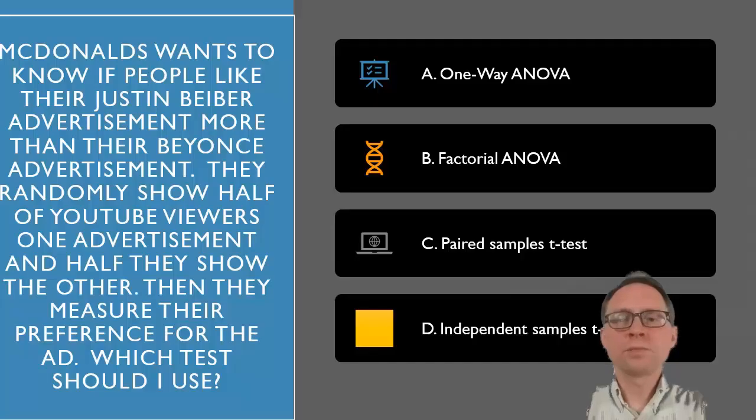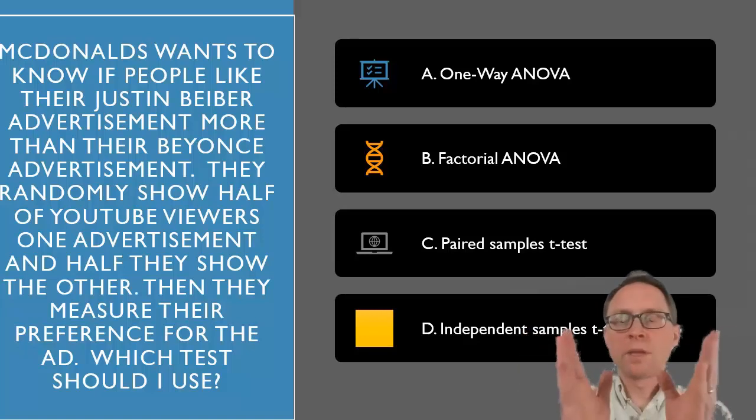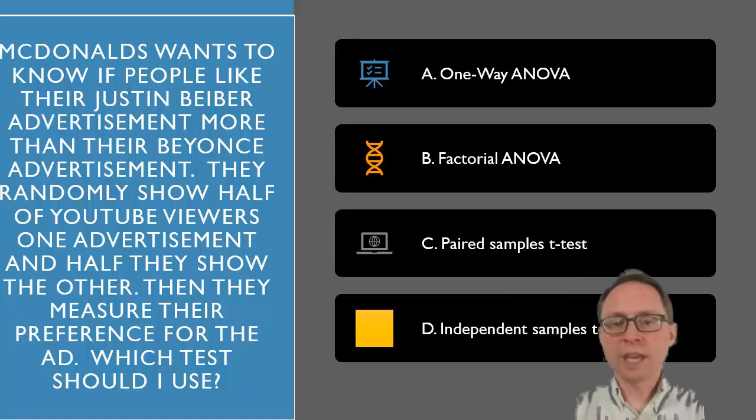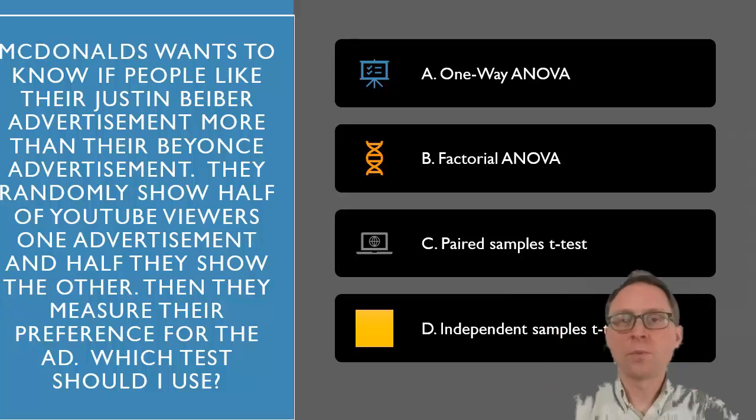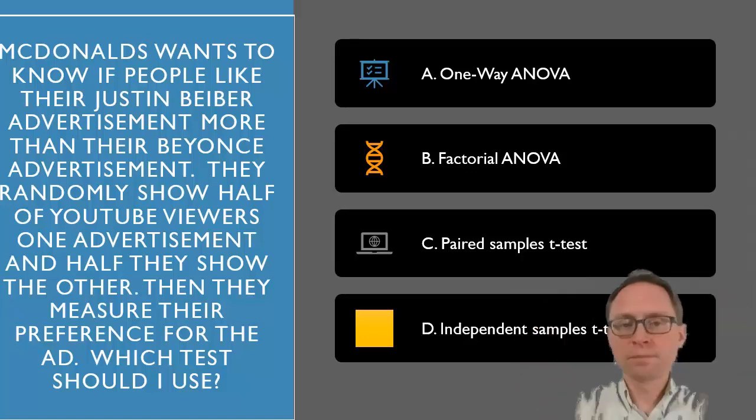McDonald's wants to know if people like their Justin Bieber advertisement more than their Beyonce advertisement. So they randomly show half of the YouTube viewers one advertisement, the other half they show the other. Then they measure the preference for which ad. So I've got a Justin Bieber ad, I've got a Beyonce ad, which one do people like more? You tell me which test I would use. Half the people saw Beyonce, half the people saw Bieber.